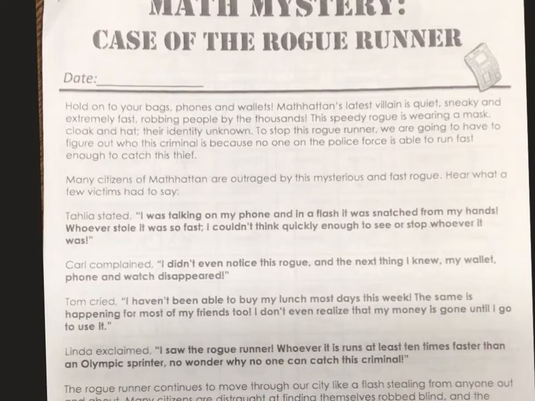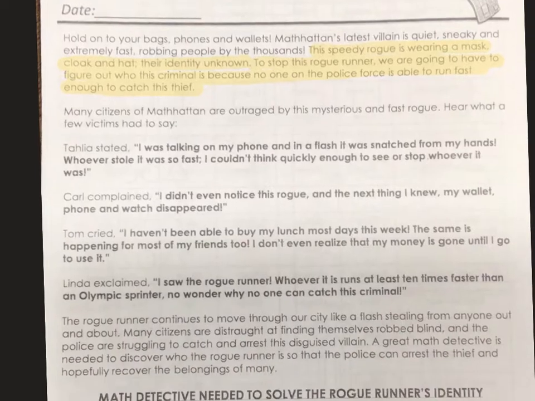Right, it says, remember, the speedy rogue is wearing a mask, a cloak, and a hat. Their identity is unknown. To stop this rogue runner, we are going to have to figure out who this criminal is, because no one on the police force is able to run fast enough to catch this thief. Okay, so what these clues are is they give you hints to help you eliminate suspects.